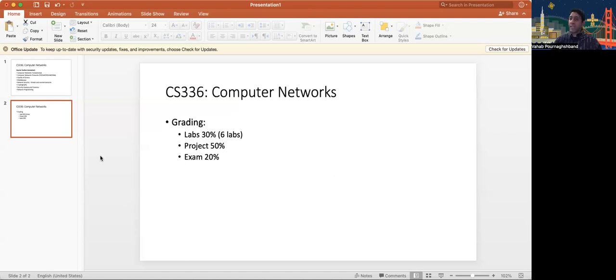There will also be one exam, which is about 20% of your grade, which will take place toward the end of the semester.